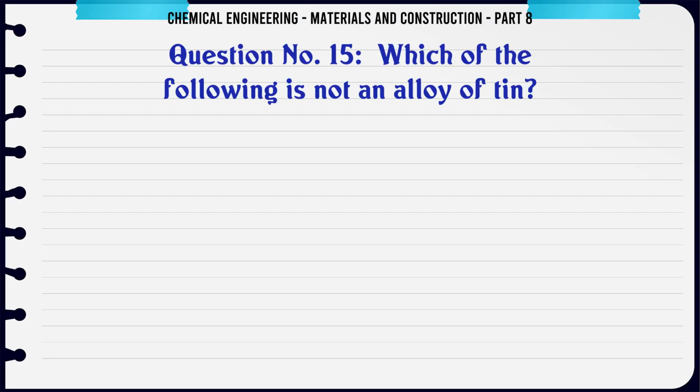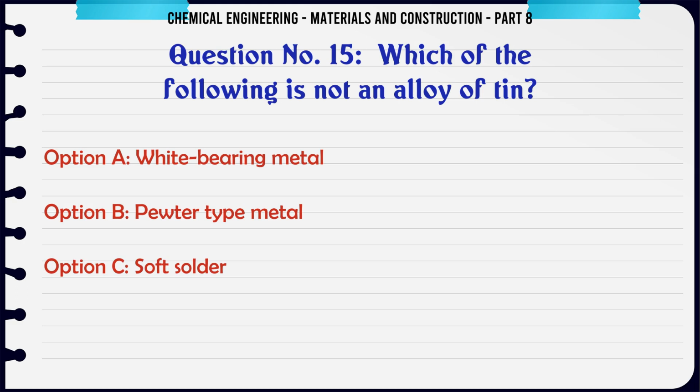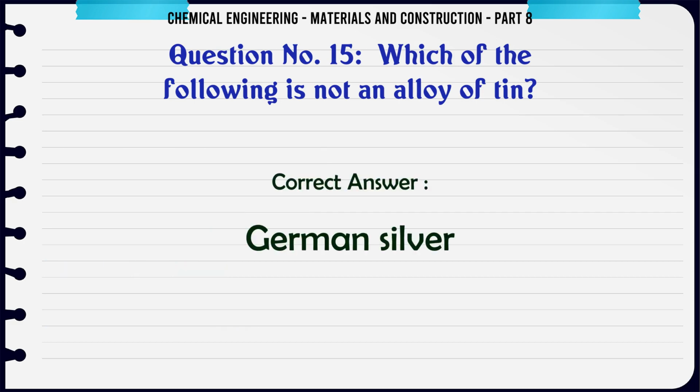Which of the following is not an alloy of tin? A. White bearing metal. B. Pewter type metal. C. Soft solder. D. German silver. The correct answer is German silver.